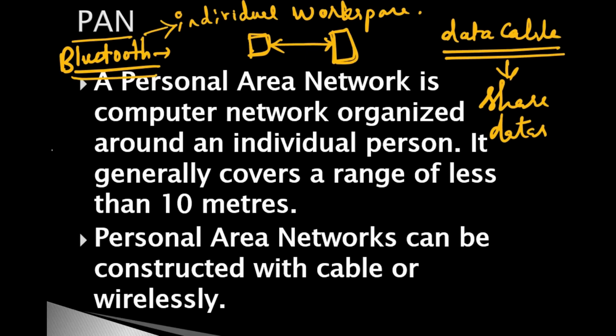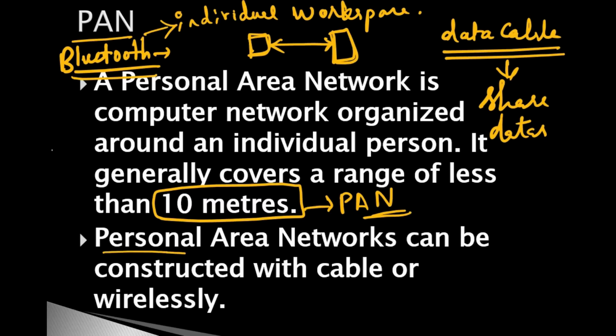The Personal Area Network is a computer network organized around what? The individual person. It is organized around the individual person and it generally covers a range of less than 10 meters. A very important thing to note is that PAN covers less than 10 meters.